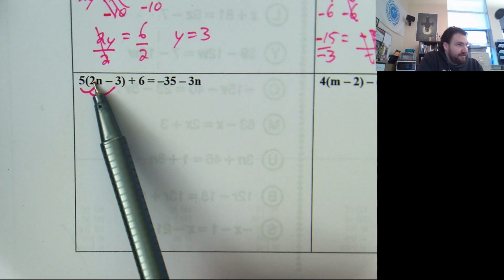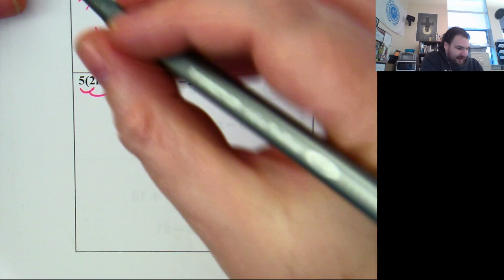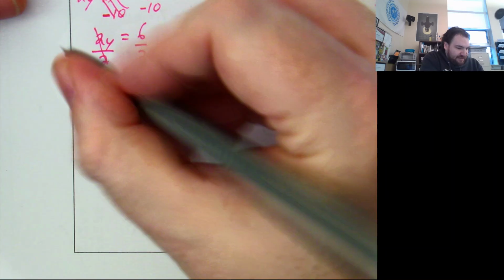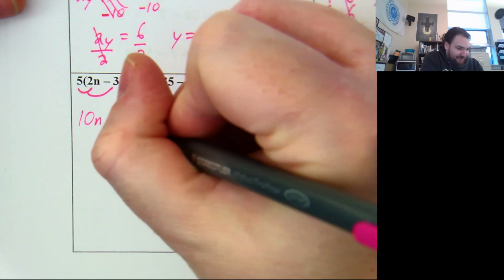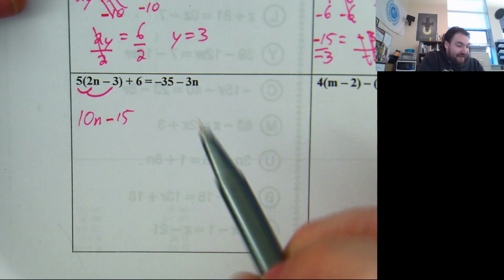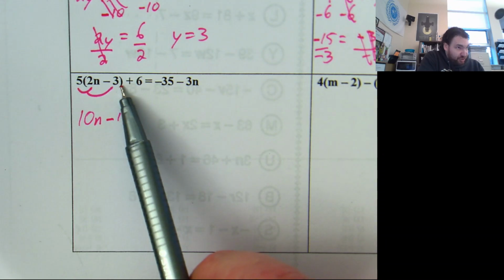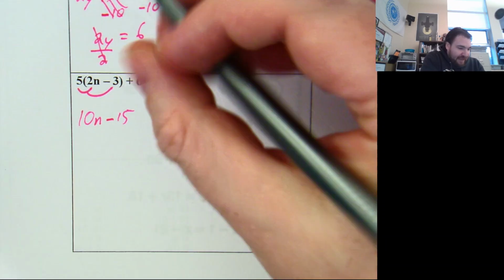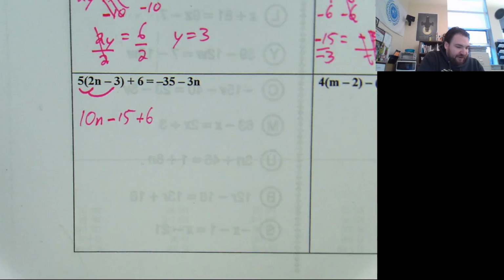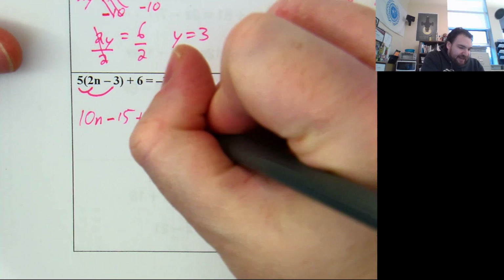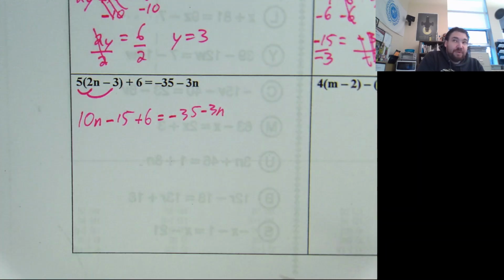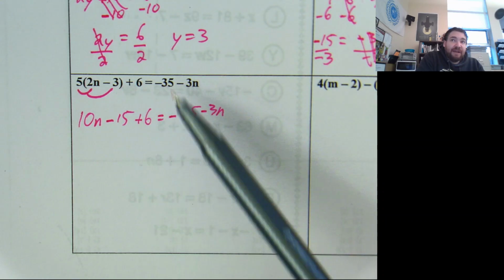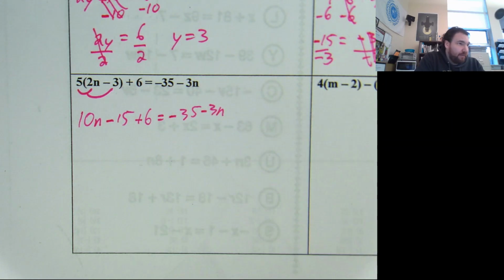5 times 2n is? 10n, good. And then 5 times negative 3? Negative 15. And it stops there. The brackets stop the multiplication. And now we just have the plus 6 hanging out there for fun. And on the right-hand side, where it's going to equal 35 minus 3n. The parts we haven't worked with yet just come down and become part of our work.